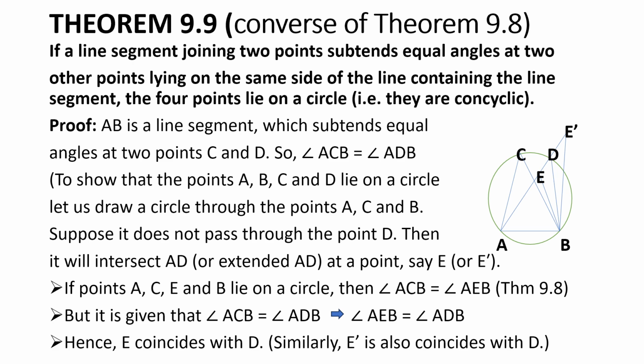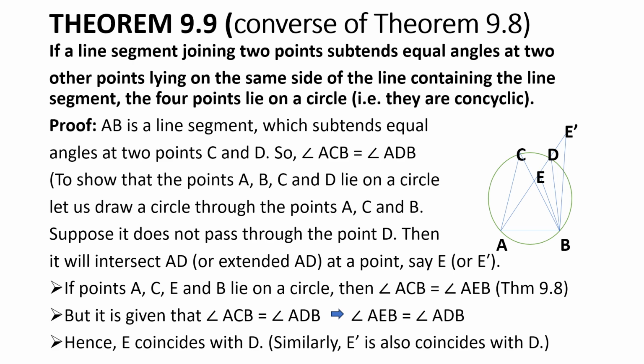That means angle ACB and angle ADB both are equal. What we need to show is that the points A, B, C, D lie on the circle. So first of all, let us draw the circle which passes through points A, C and B. We need to prove that D also lies on the same circle.